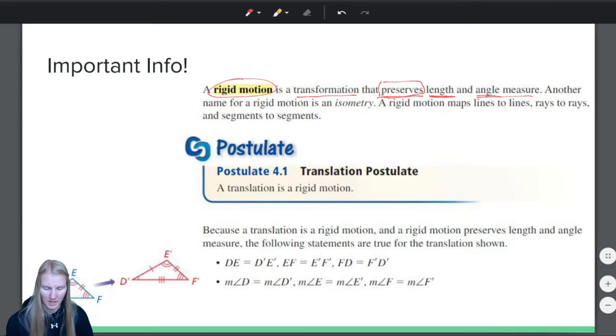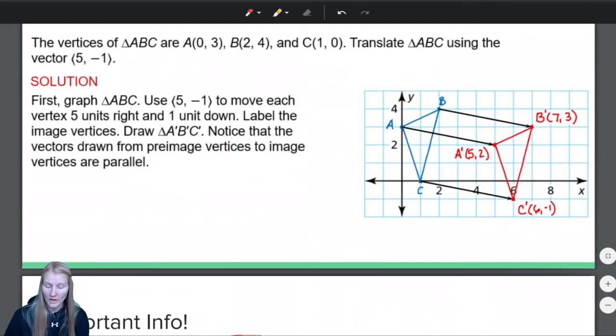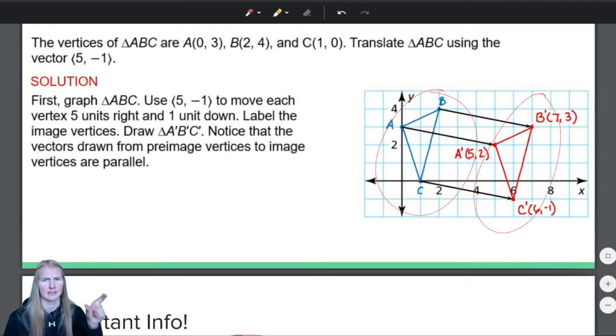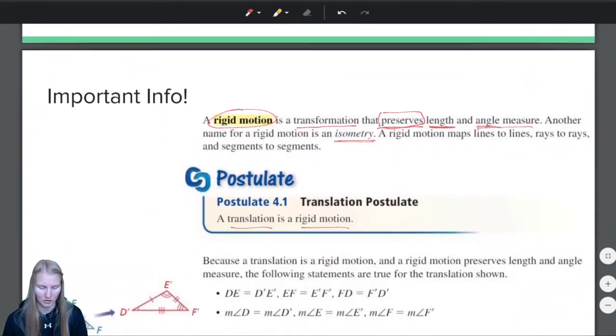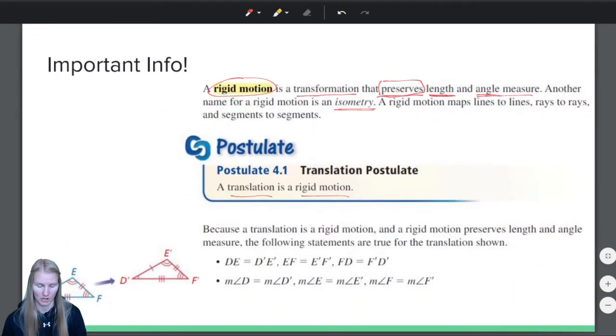Okay. Another name for a rigid motion is an isometry. That's another word that you'll hear if you keep going on in math. Isometric. Wonderful word. Okay, so a translation is a rigid motion because when you translate a shape, you're not changing it. The sides stay exactly the same, the angles stay exactly the same. You're not changing the shape. So that's what it means to be a rigid motion.